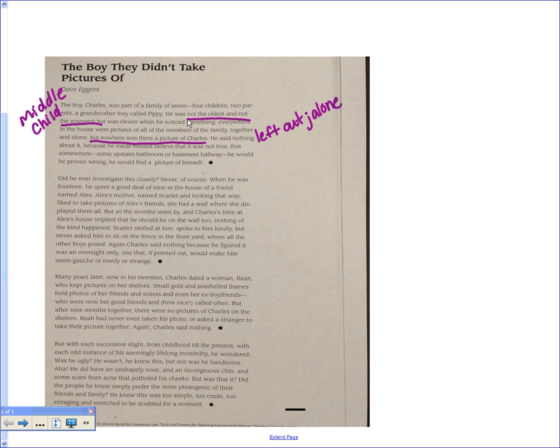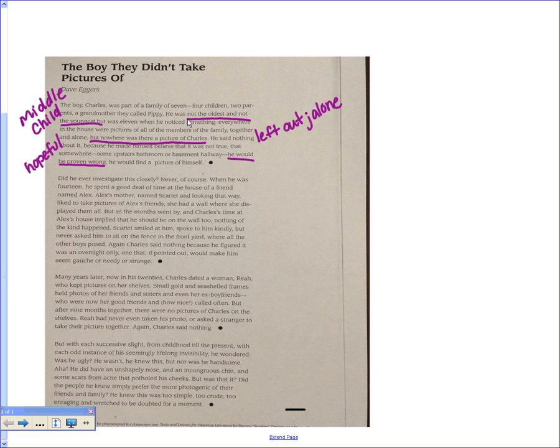He said nothing about it because he made himself believe that it was not true, that somewhere, some upstairs bathroom or basement hallway, he would be proven wrong. He would find a picture of himself. So the fact that he thinks that he'll be proven wrong tells us that he is hopeful, that he doesn't think that he is truly forgotten.